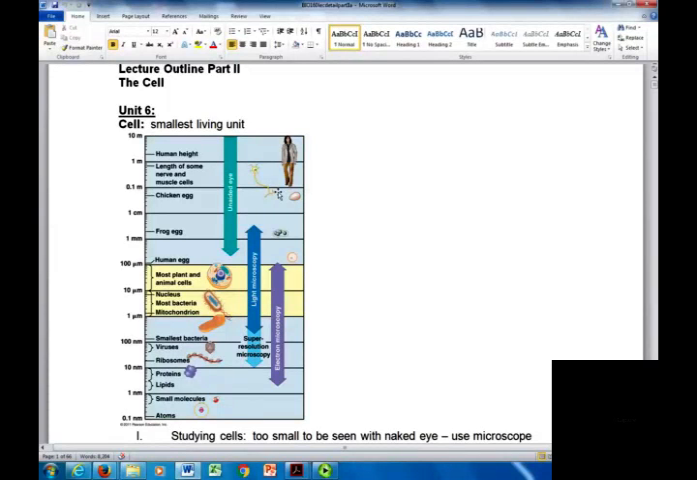Alright, in this chapter we start to look at cells, so we're actually looking at something that is alive, finally. The cell is the smallest living unit, and just to give you an idea of the size, here's a scale. Most plant and animal cells are right in this region here. Your bacteria are going to be smaller in general. Your mitochondria are also going to be a little bit smaller than the bacteria.